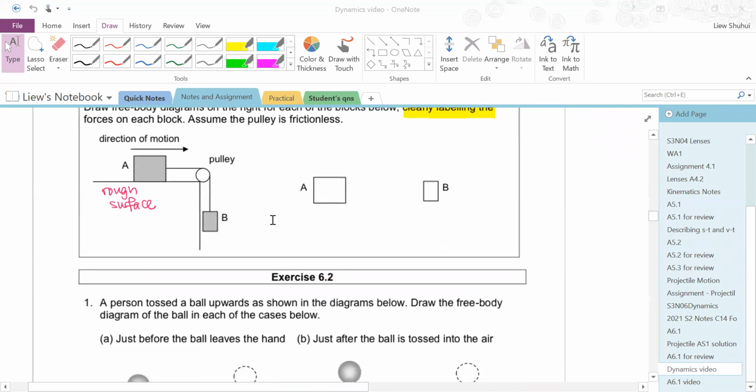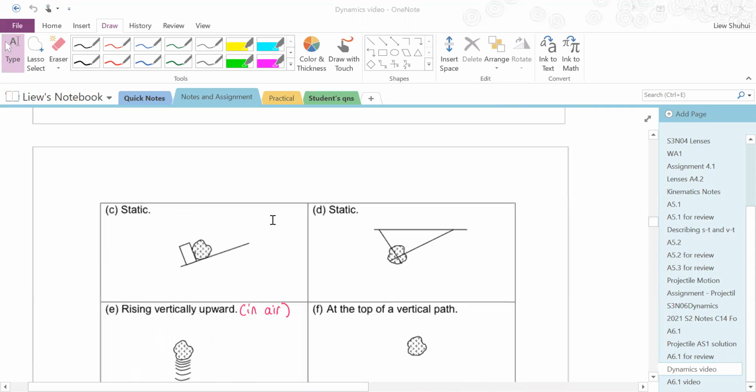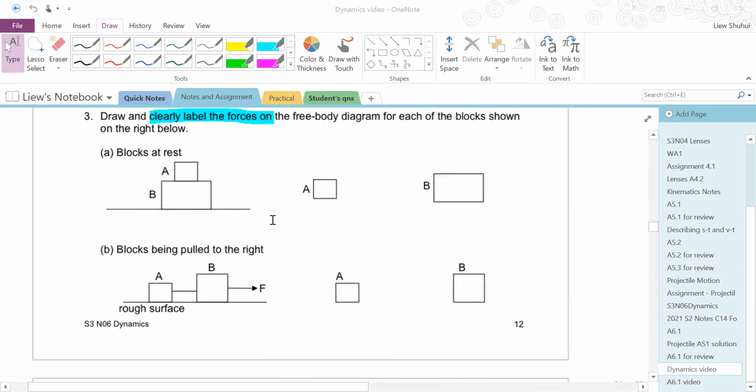Okay, this is question 3 of exercise 6.2. In question 3, you are instructed to draw and clearly label the forces on the free body diagram for each of the blocks shown below. So first you have blocks at rest. If the blocks are at rest, that means the whole system is in equilibrium. That means A should experience F net equals 0. Similarly, B also experiences F net equals 0.